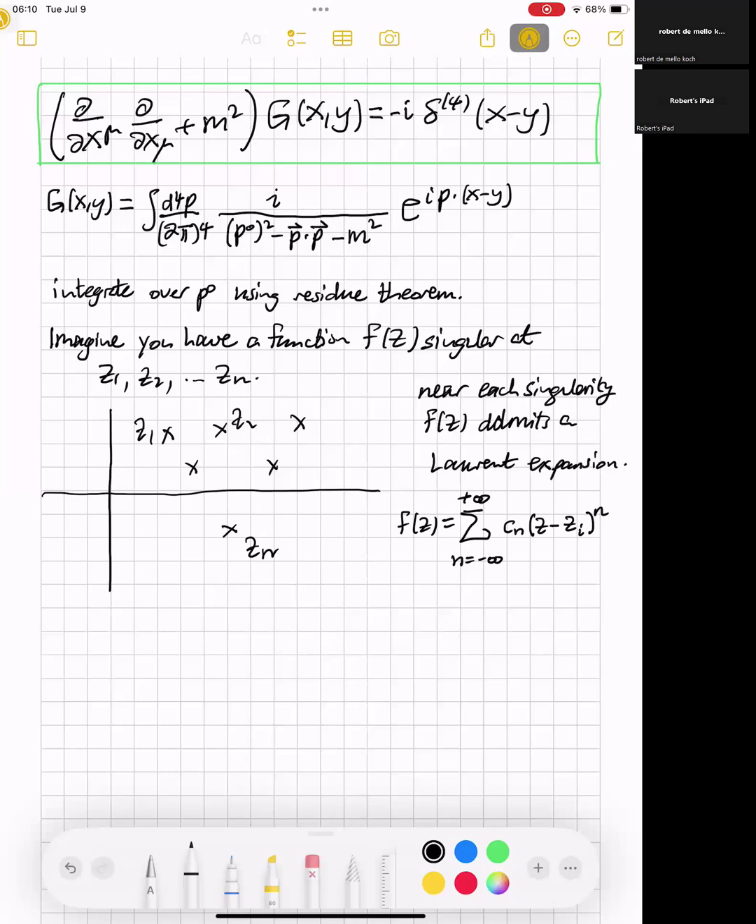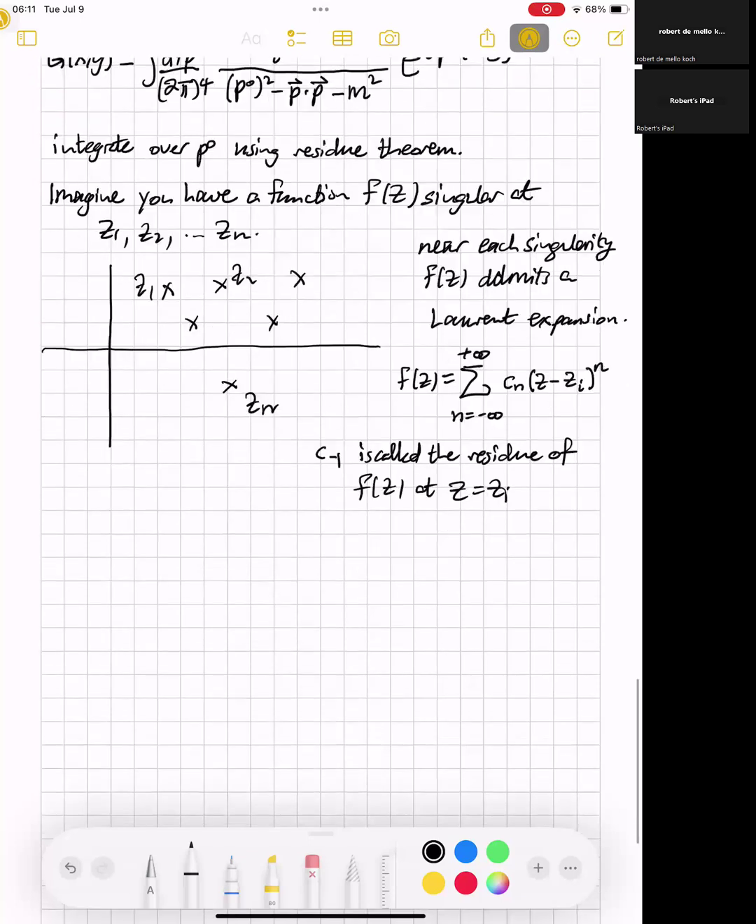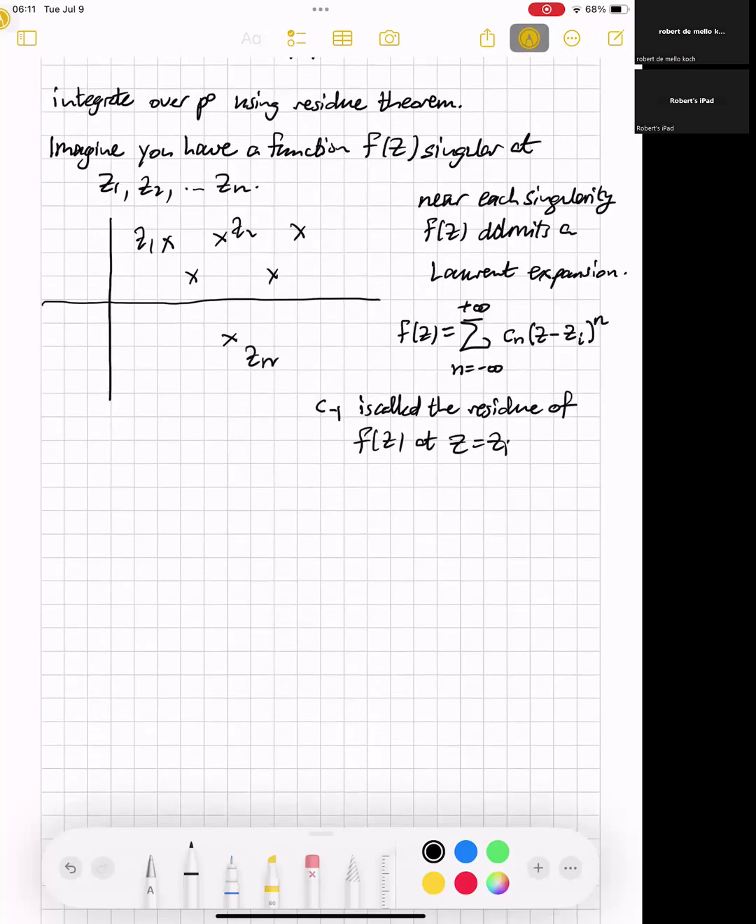One of these coefficients, c minus 1, plays a very special role. c minus 1 is called the residue of f of z at z equal to zi. So the residue is defined at the singular point using the Laurent expansion of the function at that singular point.